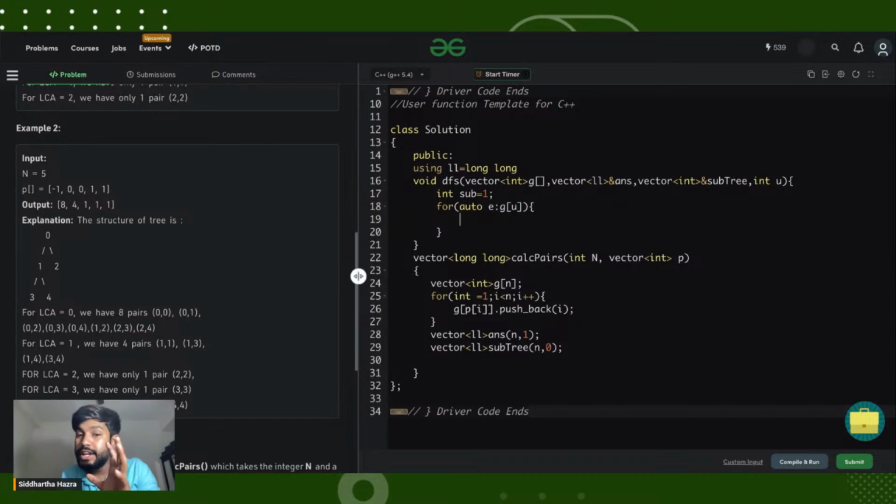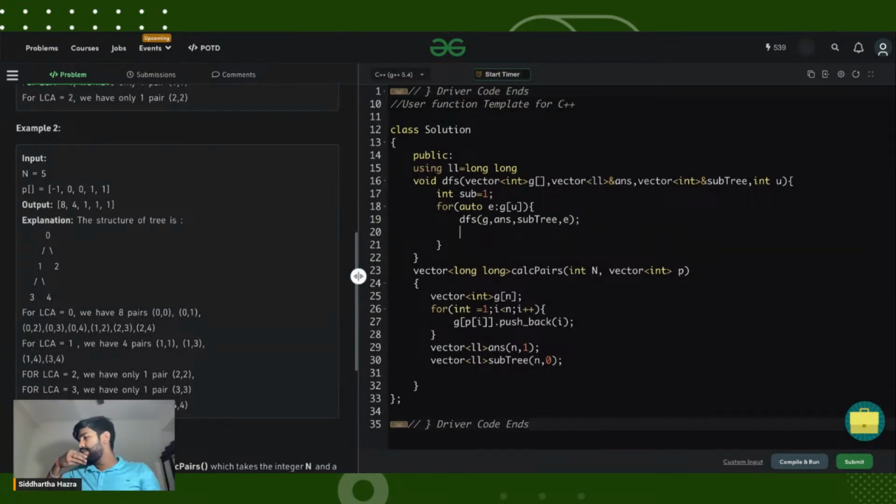Like what did we really have? Subtree size of this. So first we would calculate the subtree size first. So DFS of G, comma, answer, comma, subtree size, the same subtree thing, and then the value E. First we would say, like we found a child of that particular node. First I would say, please don't come here, first find out the size and then come to me.